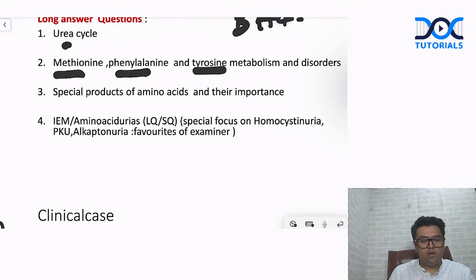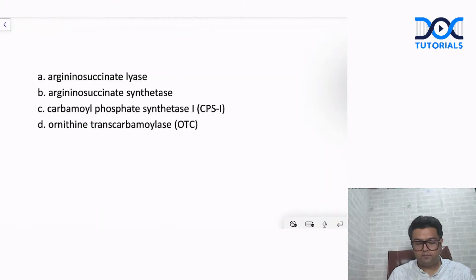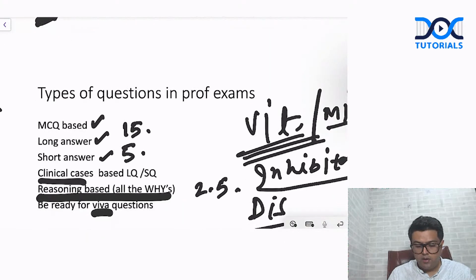Then guys, we should know all the inborn errors of metabolism, right? Amino acidurias, and special focus on the disorders I told you. They're favorites of examiners, especially homocystinemia, PKU, phenylketonuria, alkaptonuria. These are some of the most important questions in exams that you'll be getting. So these are the most important long answer questions that you should know.